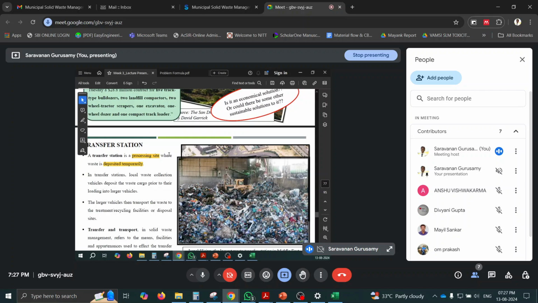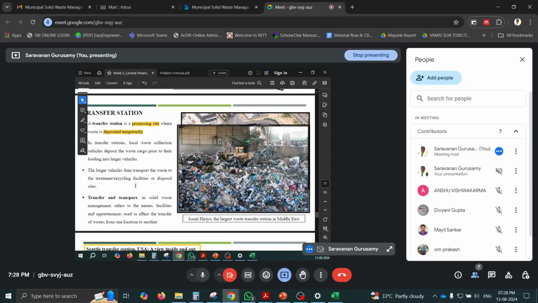It's a processing site. It's like a simple room or a location where the waste will be unloaded from smaller vehicles and deposited, where we can recover some of the recyclable items, or we can also segregate the waste and we can dump or compact it into the bigger vehicle to the disposal site. That's what is mentioned here.